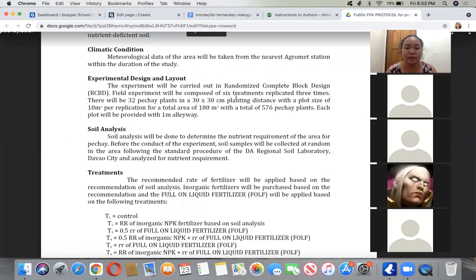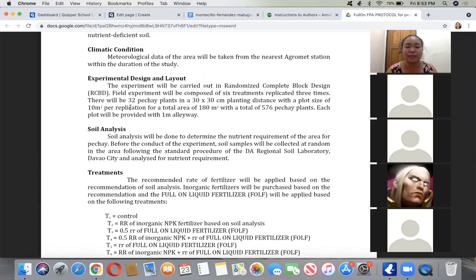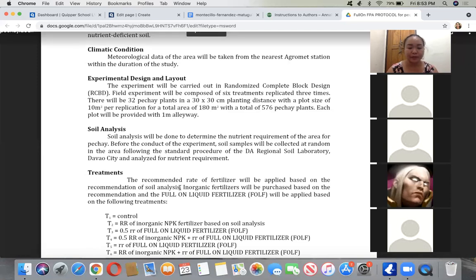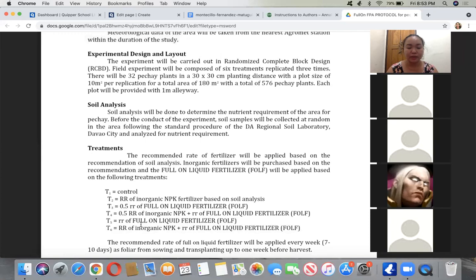So para klaro ninyo, and so field experiment will be composed of 6 treatments replicated 3 times. So 3 replication is the minimum amount ng replications. It could be more kung less ang treatments mo, like you have less than 5. But if you have more than 5, then you can just have 3 replication. Ibig sabihin 3 treatment 1, 3 treatment 2, and so on. So mamaya makikita niyo sa statistics, or if you have done statistics before, di ba?